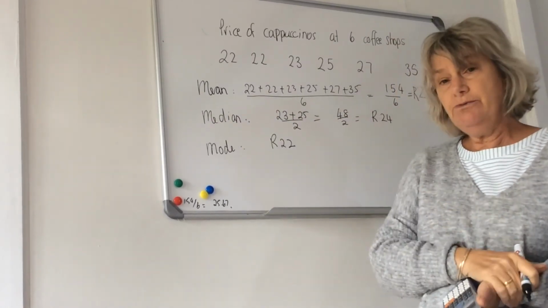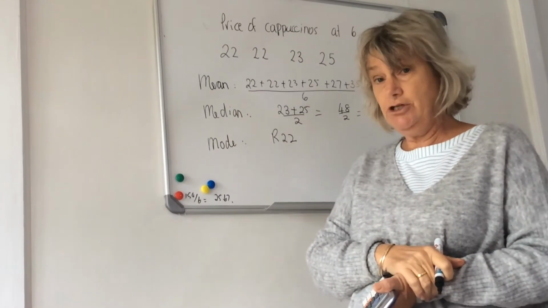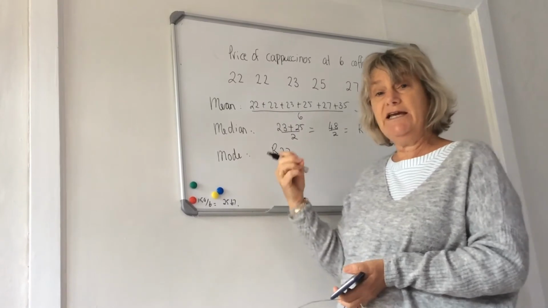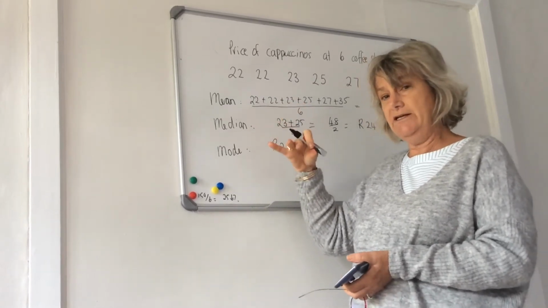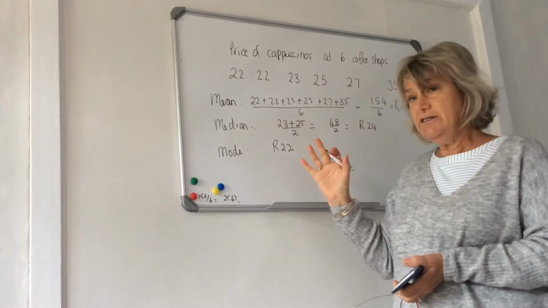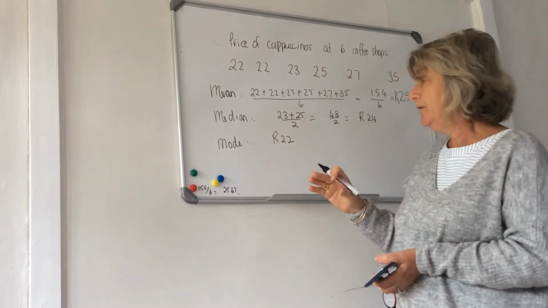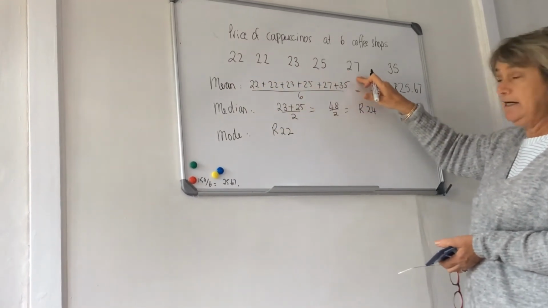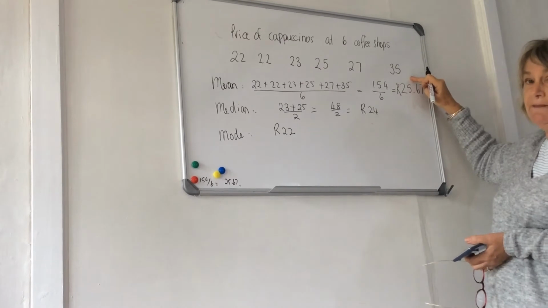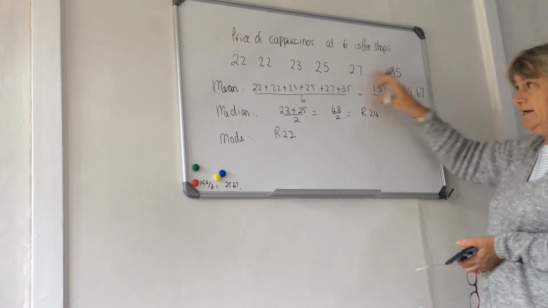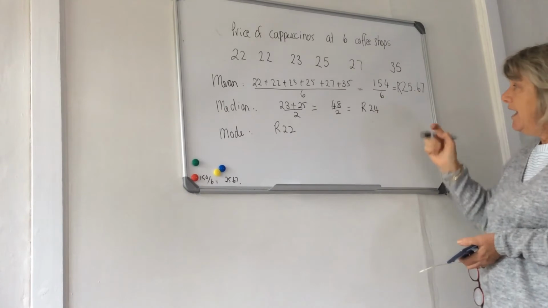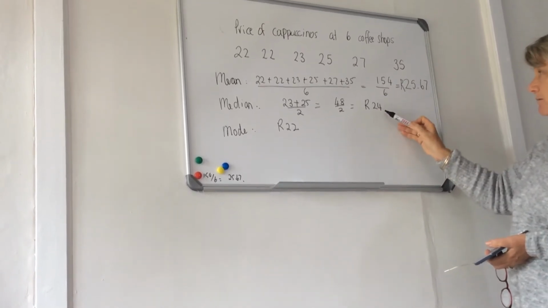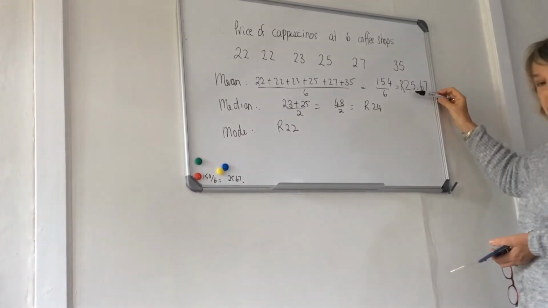Now, the big question is, which would be the best average to use? Because these are all regarded as types of averages. Another way to say that is measures of central tendency. And in certain situations, one would be better than the other. Now, in this particular situation, these prices are very closely clustered together, except for this. This price is quite a bit higher than the other prices at the coffee shops. And that is why the mean is a little bit high. If you look at it in relation to the median, it's 1 Rand 67 higher.